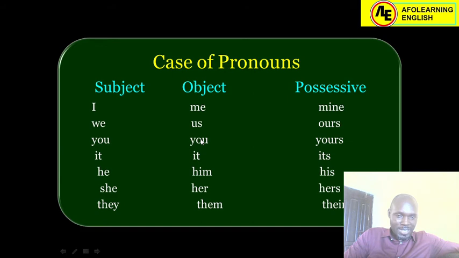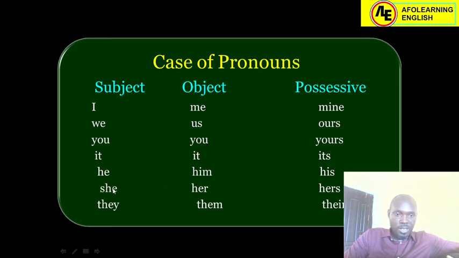Now the form doesn't change. Don't forget, the case of pronoun is about changing form based on the function they perform in sentences. So if it is functioning as you in the object case, it doesn't change, but the possessive case changes: yours. It, subject case, it, object case, its, possessive case. And we have he, subject case. But when you're using it as the object case, it changes in form. He changes to him. Then the possessive case is his.